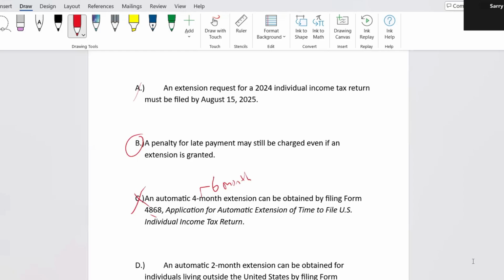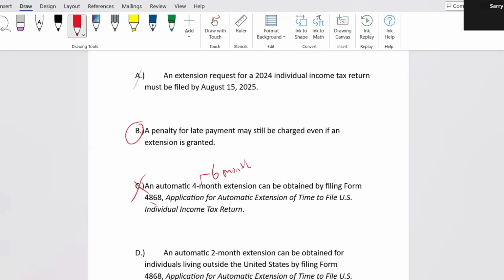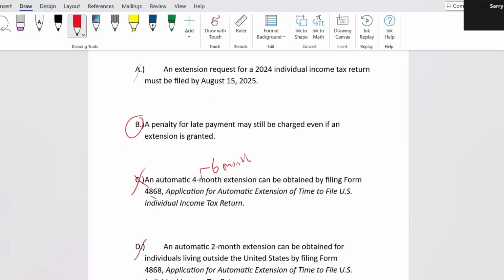Also, let me scroll down here. This is also incorrect, the last one, because it is a 6-month extension. So the correct answer is a penalty for late payment may still be charged even if an extension is granted. And for the first one, the extension request must be done by April 15. So on or prior to April 15 of the tax year, you could file for a 6-month extension. And this will, of course, be for individual income tax.